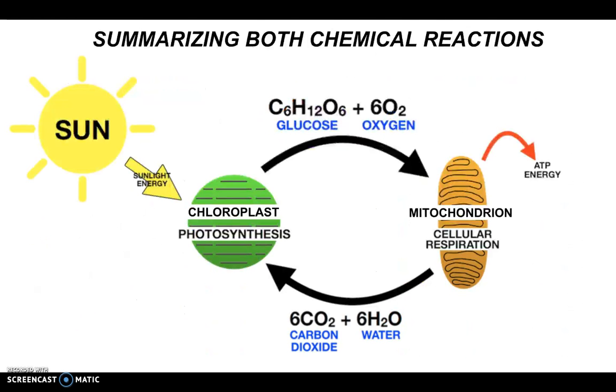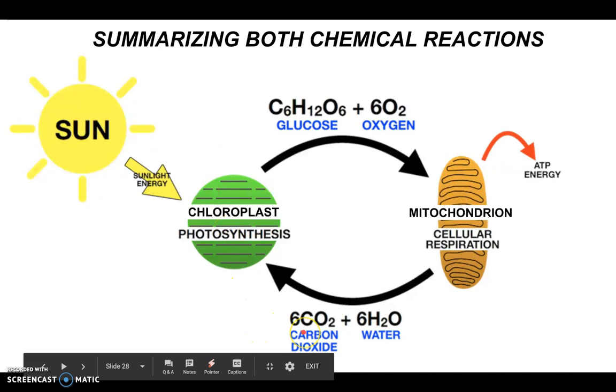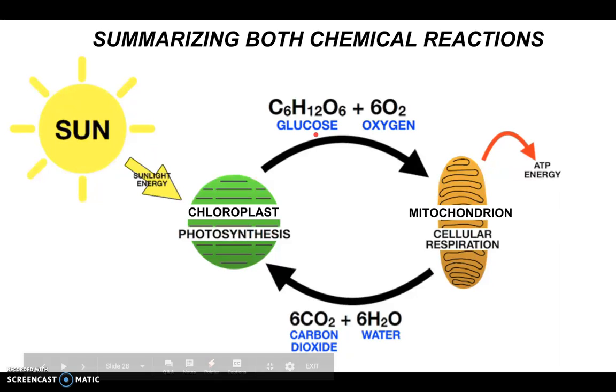Now, plants don't rely on animals, but animals completely rely on plants because they don't have chloroplasts. And you need a chloroplast for the cycle. So what happens is the sun rays, which is the sunlight energy, go down into the chloroplast, stimulating the chlorophyll, which starts photosynthesis, which takes 6 molecules of carbon dioxide and 6 molecules of water and turns them into 1 molecule of glucose and 6 molecules of oxygen.